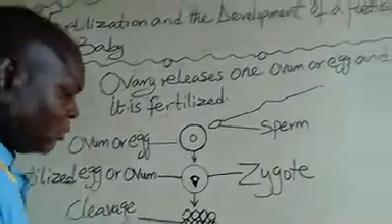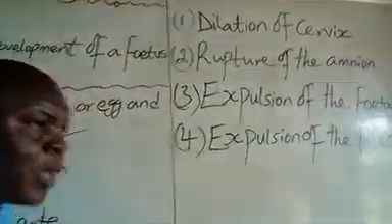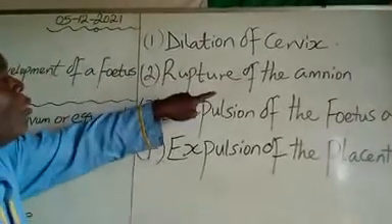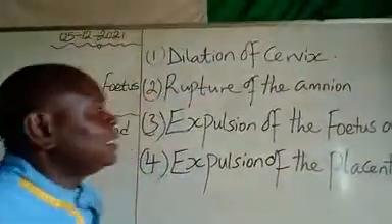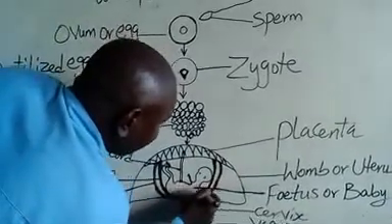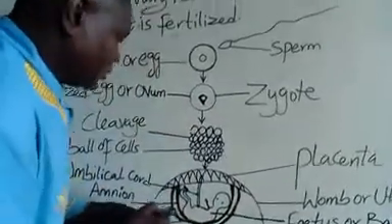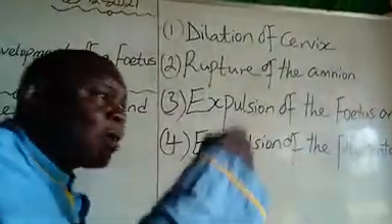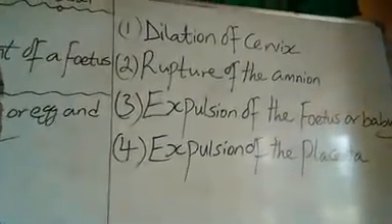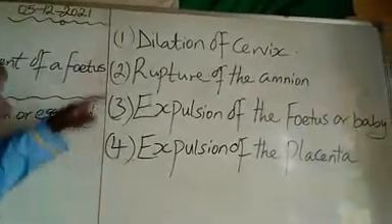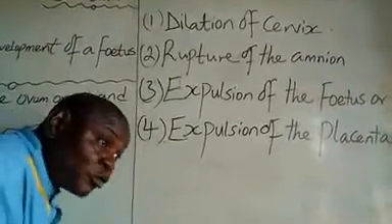Alright? Now, as a woman is about giving birth, there's what we call rupture of the amnion. This amnion will break, it will burst, and water will start flowing through the vagina to the exterior. All right? By that time, the baby is about coming out.